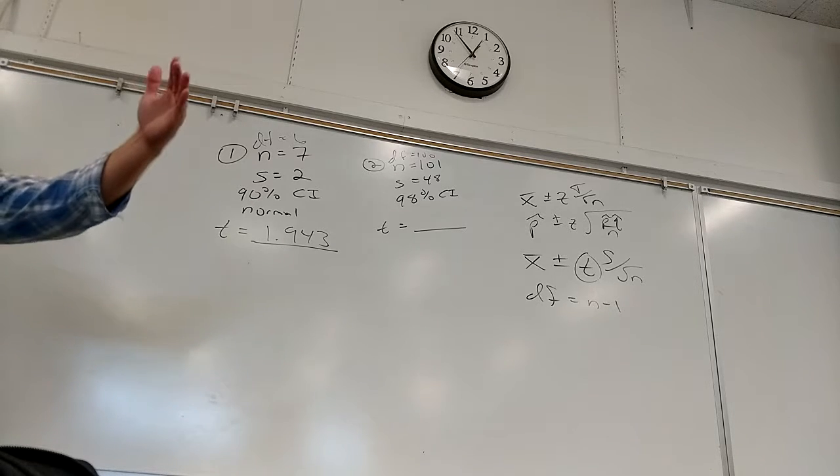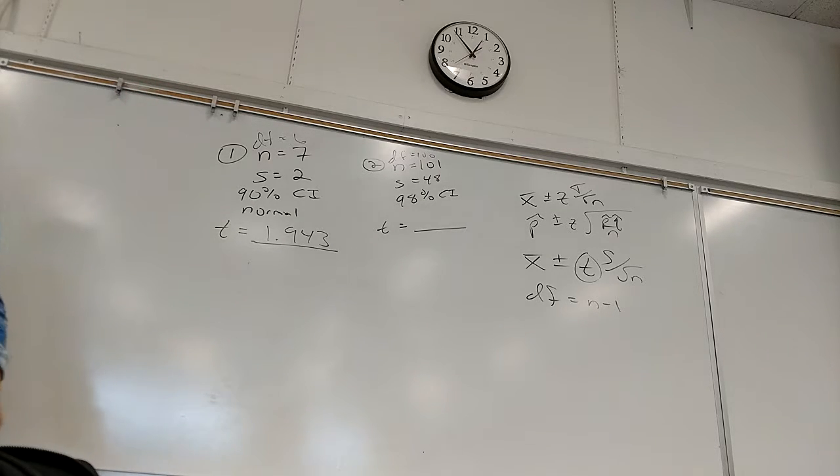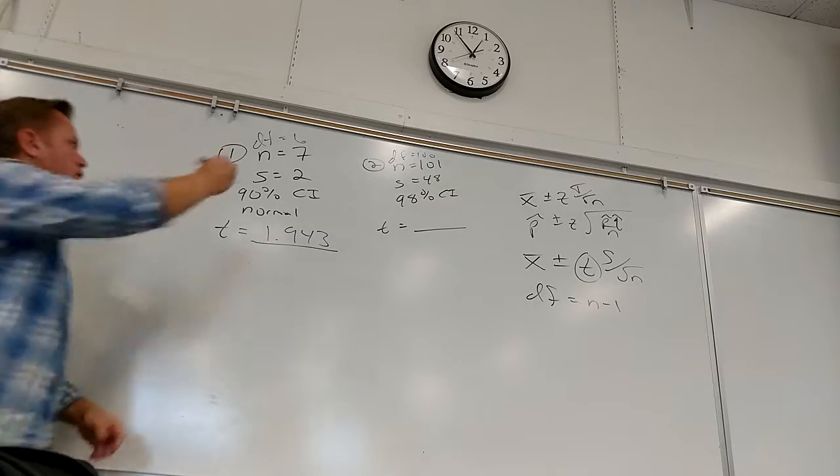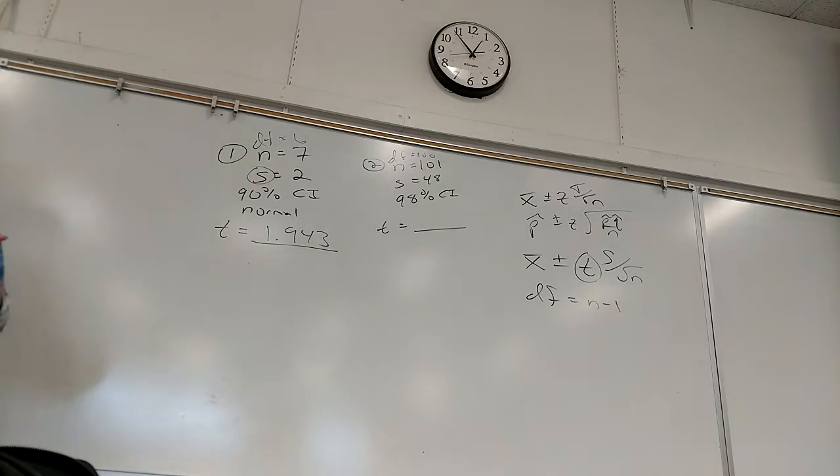Make your error a little bigger than it would have been, just because there's something we're less sure about. We only know S. We don't know sigma.